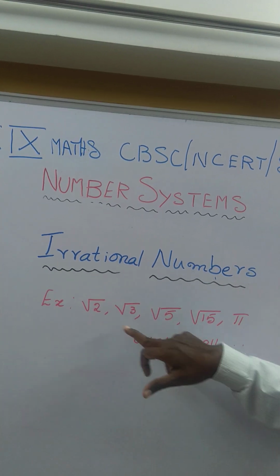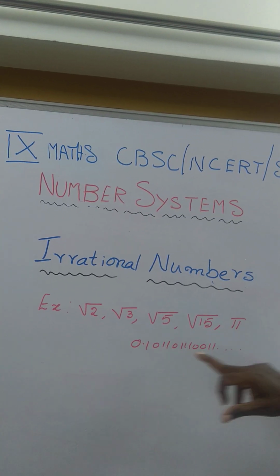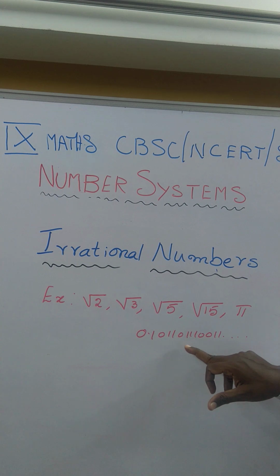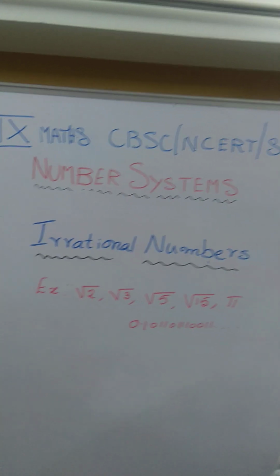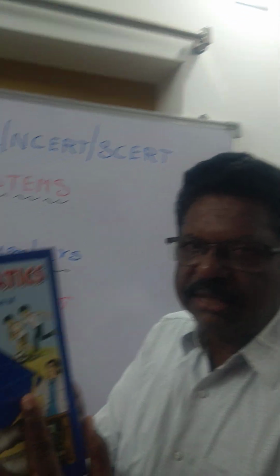This one root 2, root 3, root 5, root 15, pi, 0.1011011001 and so on. These are called the irrational numbers. Now I will explain in the textbook what irrational numbers are.